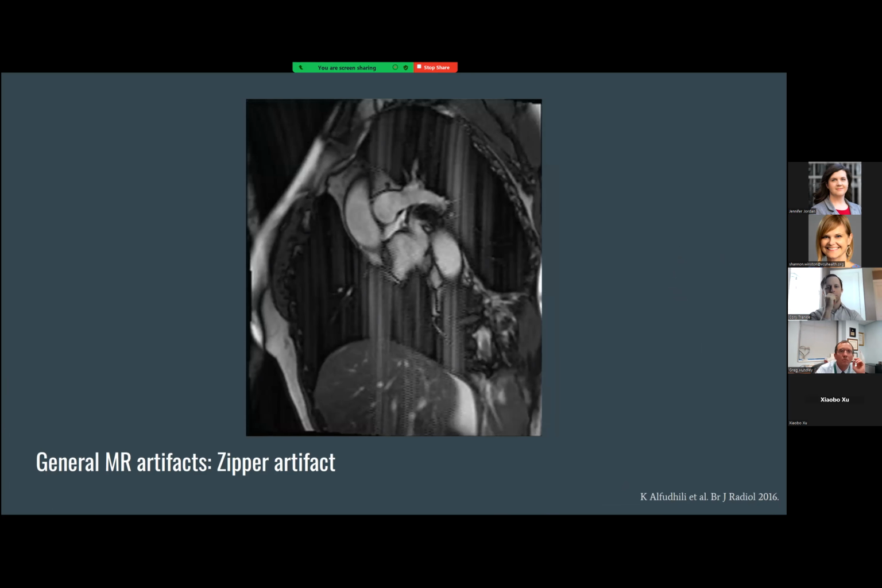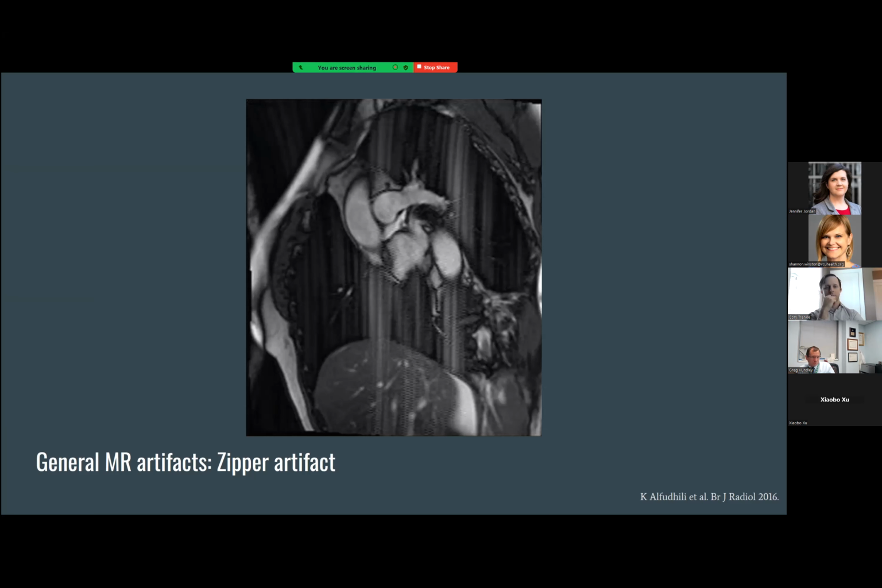This one's always fun. Sometimes it looks like this to a lower degree, sometimes there's more. But if you look really closely at this image, you'll see kind of alternating hyper and hypo intensity, the way a zipper looks on the front of a jacket when there's teeth missing. And so that's where the name of this comes from.